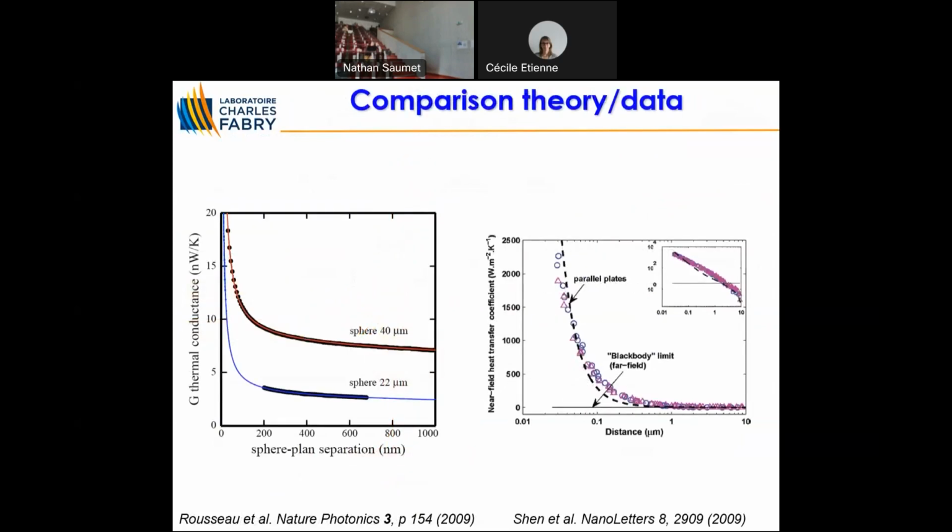So this is the result. The line is the theory, and the dots here are the experiments for 2 different spheres. You see that there is an excellent agreement between the old theory from Polder and Van Hove and the measurements. And we were able at the time to go all the way to 60 nanometers. Since this first measurement, there have been many other experiments recently where people go below 10 nanometers, and it's still valid. So these effects are well documented now.